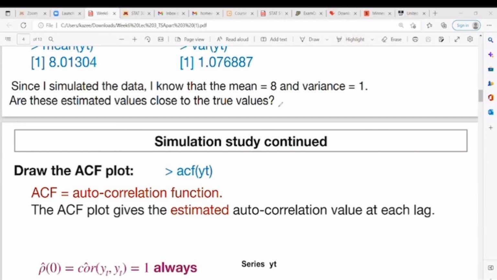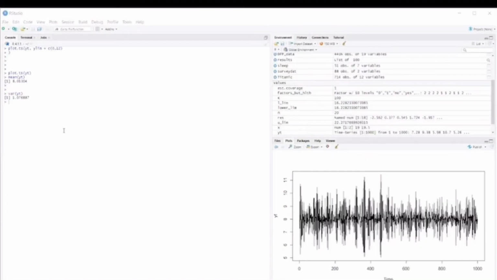If I copy this code and paste it into my RStudio, it's going to be super easy. Give me one second. Now, that's my RStudio. Let me paste that. ACF is just a function, the code to get a sample autocorrelation function. Now let me plot that.